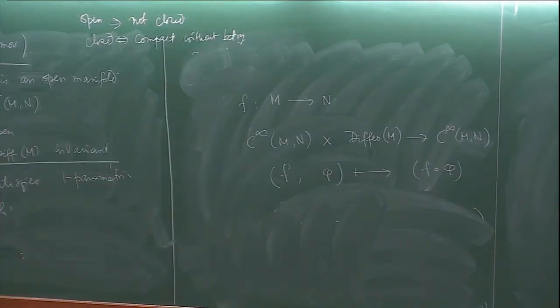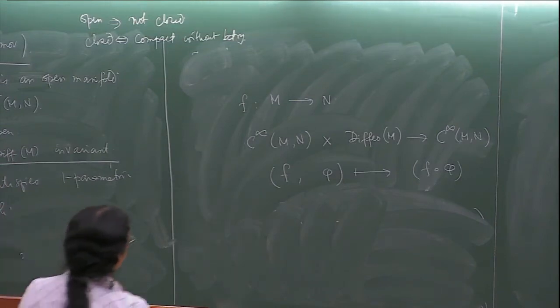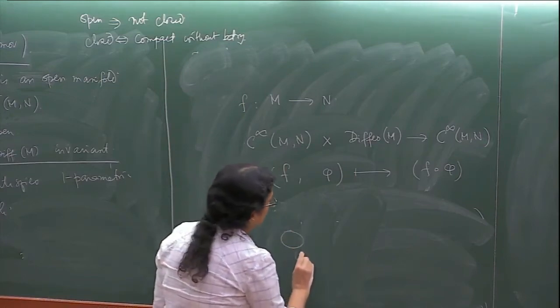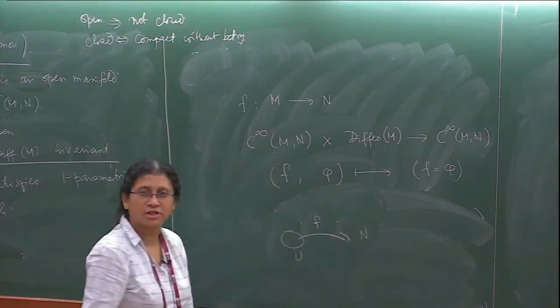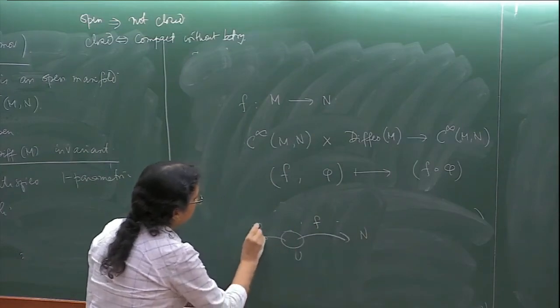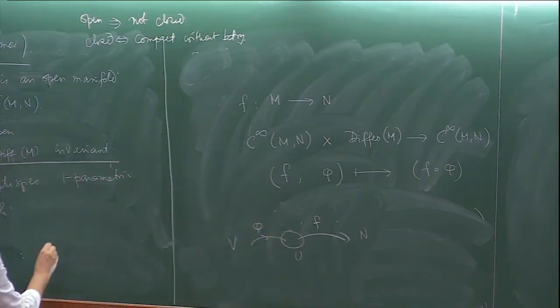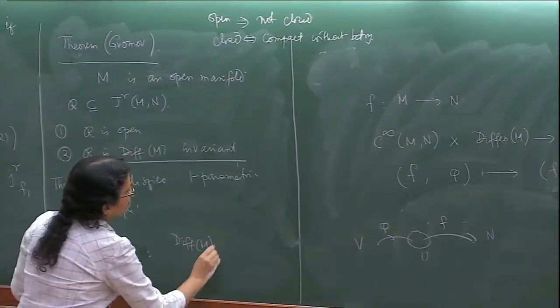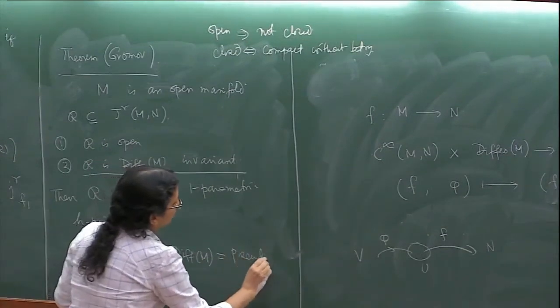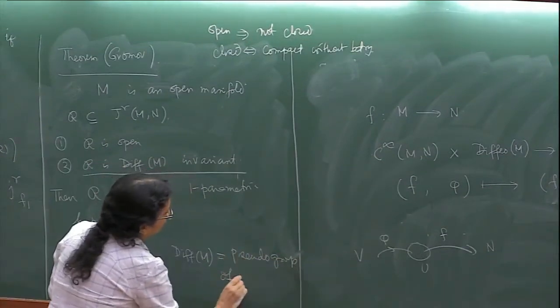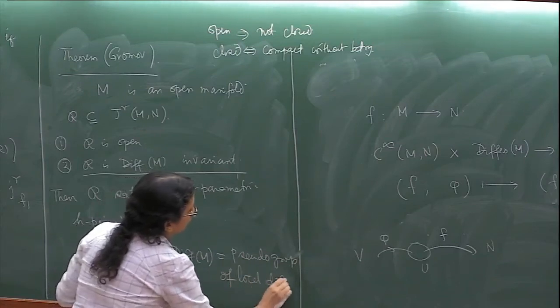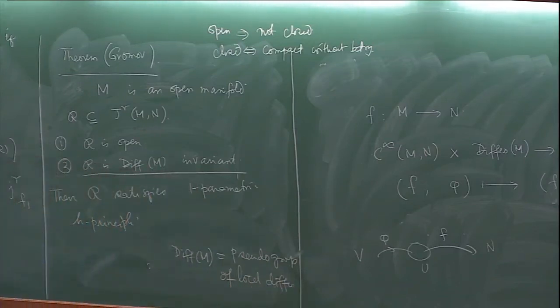Now when you are considering jet space, how do you define the action? How are the jets defined? For defining a jet, you need a local function. That means this is defined on a small neighborhood. This is U into N. So this is a local function. So you need a local diffeomorphism, right? So when I say Diff M, it is the notation for the pseudo group of local diffeomorphisms. Of course, they cannot form a group because their domains are different.